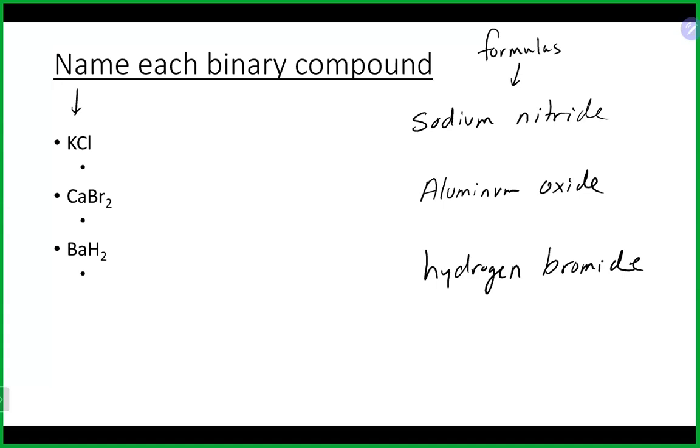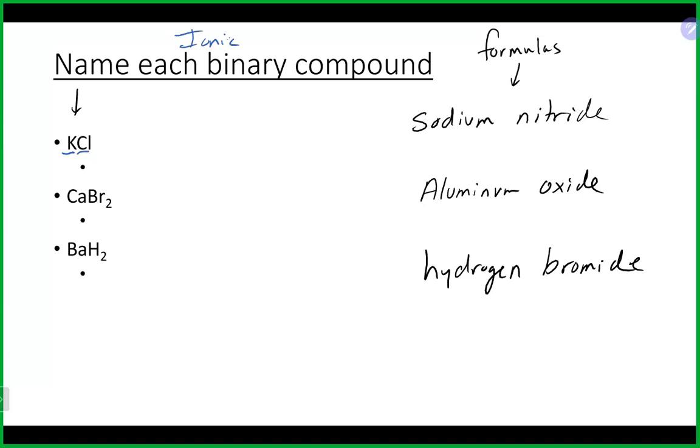All right, let's take a look, see how you're doing. So we're going to start here on the left, and we're looking for names. Once again, we want to identify what we're dealing with so we know how to go about naming it. Hopefully you can recognize K is potassium, which is a metal. Cl is chlorine, which is a nonmetal. So that's a metal, nonmetal. Once again, always an ionic situation when you have that combination.